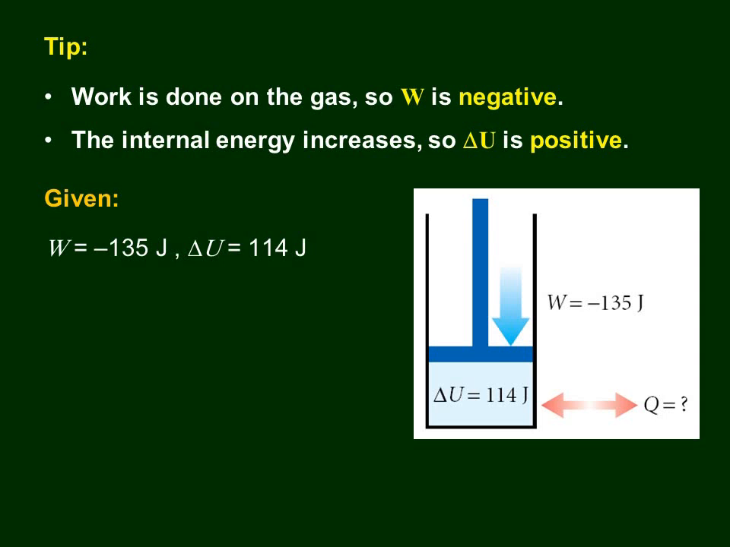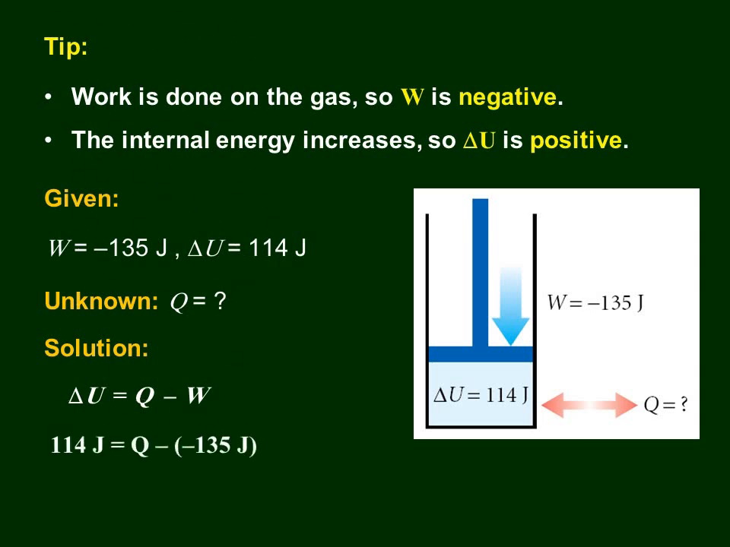And the change in internal energy equals 114. Q is unknown. So let's apply the first law of thermodynamics: delta U equals Q minus W. Let's substitute. Delta U equals 114 and W equals negative 135. So 114 joules equals Q unknown minus negative 135 joules of work. So in this case Q equals negative 21 joules.